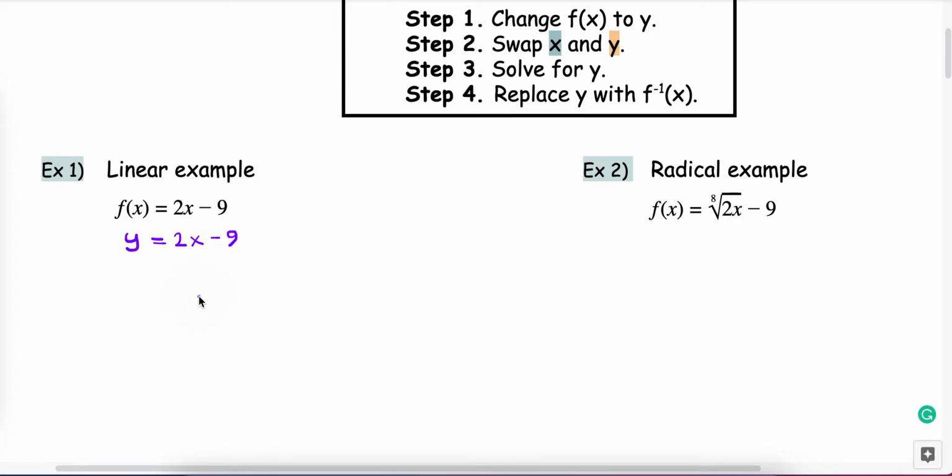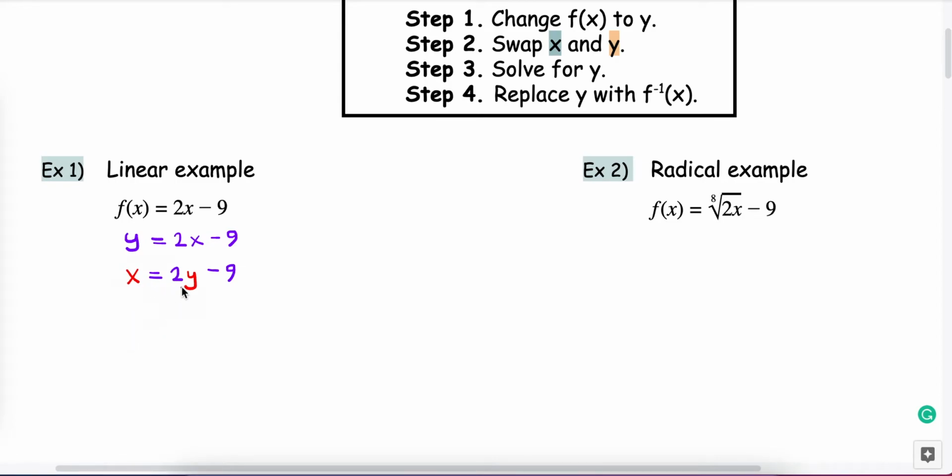Now things start to get interesting. We're going to swap x and y. So we're going to say x equals 2y minus 9. And this might look unusual to you, because obviously we just changed the two variables. Surely this is not true. Well, what we're trying to do is find the inverse. So we're going to end up back with y equals, and then we actually have the inverse function of what we're looking for.